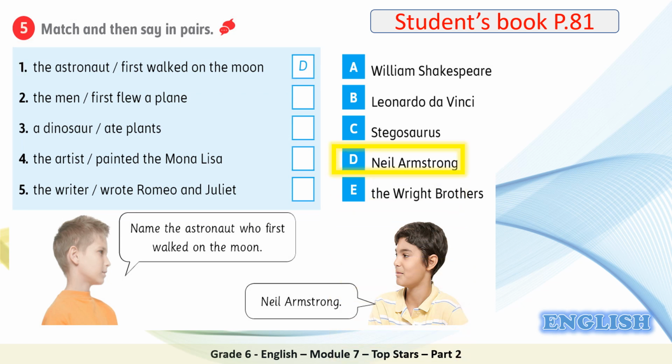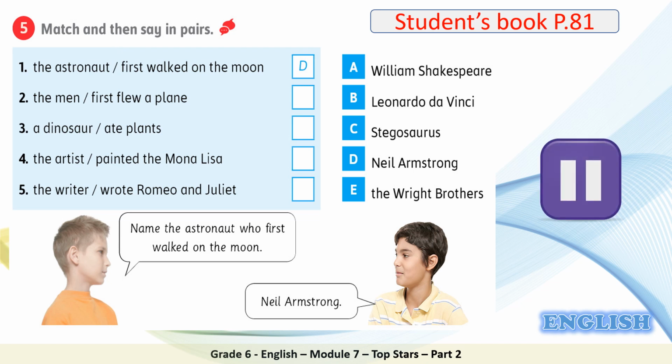So how do we make the sentence? Let's look at the prompt at the bottom of the page. The 2 boys. Name the astronaut who first walked on the moon. The second boy is replying Neil Armstrong. So we will do the same with number 2, 3, 4, and 5. But remember something very important. In the place of the slash here, you need to use a relative pronoun, the correct one, who or which, as we have learned today. Now, pause the video and do the rest by yourself, and then let's check when you come back.